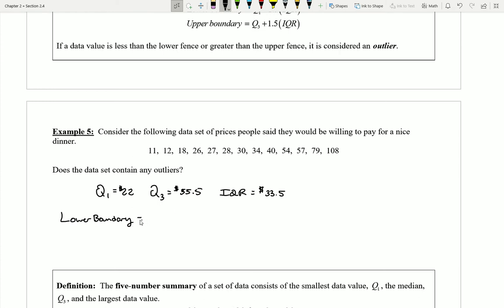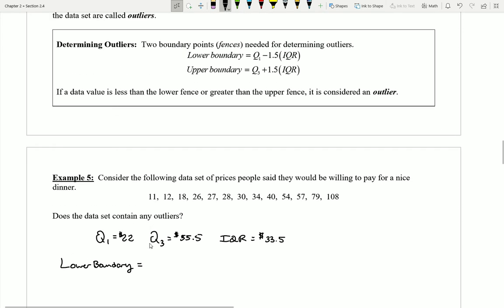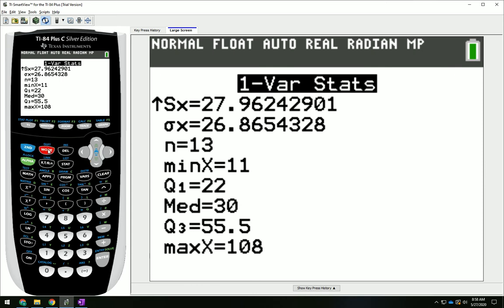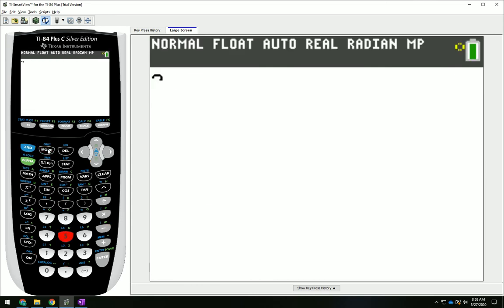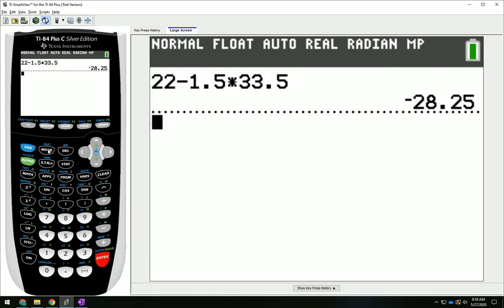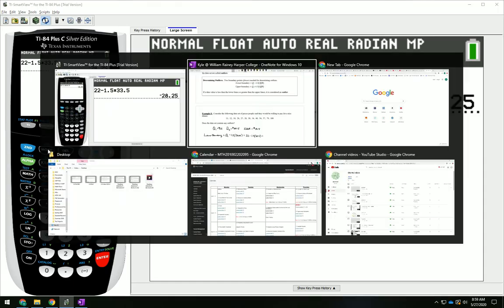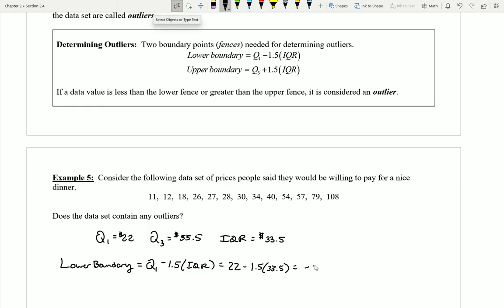For my lower boundary, following the formula that I have up above, I'm going to need to take Q1 and subtract 1.5 times my IQR. So that would be taking $22 minus whatever 1.5 is when multiplied by 33.5. Now I'm just going to use my calculator to crunch this out. I'll go back to my main screen here. I'm going to do 22 minus 1.5 times 33.5. Notice here I get a negative value. That's totally fine. There's no problem with this. Negative 28.25. That's a lower boundary.